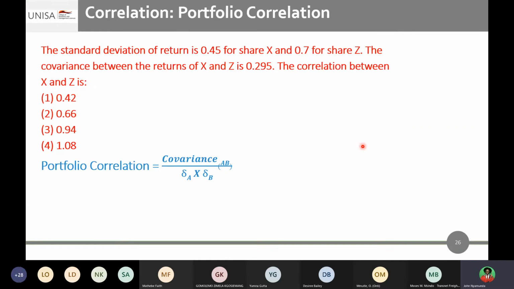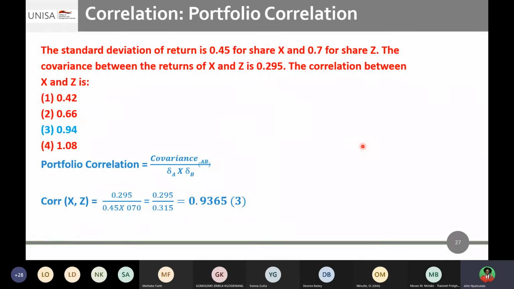Let's see. And we are all right. We are all right. Option 3.